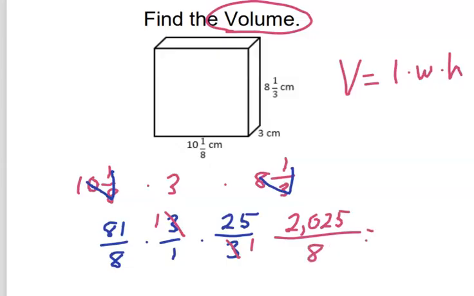All right, so let's see, how many times does 8 go into 2,025? So we'll do 2,025 divided by 8, and it's going to go into it 253 times. Okay, but if we do 253 times 8, that's 2,024. So we've used up 2,024 of the 2,025. So how much is left over? Well, there's just 1 left over in the numerator out of 8.